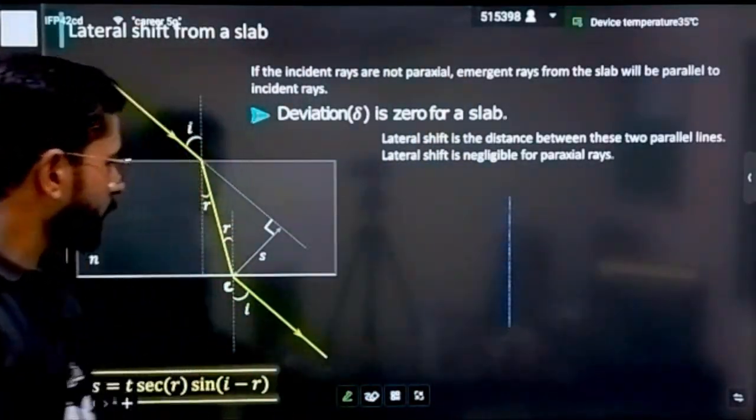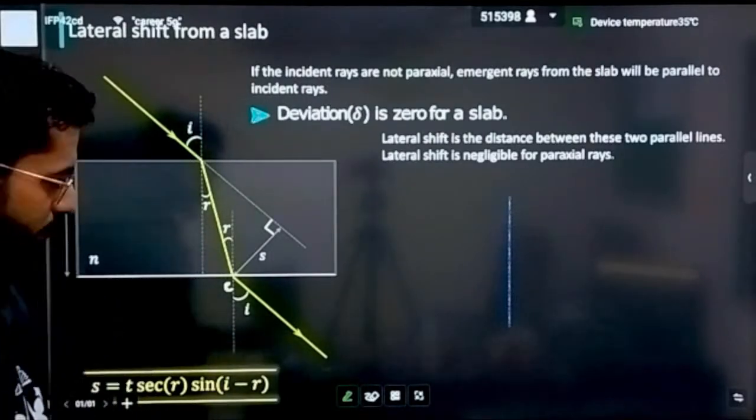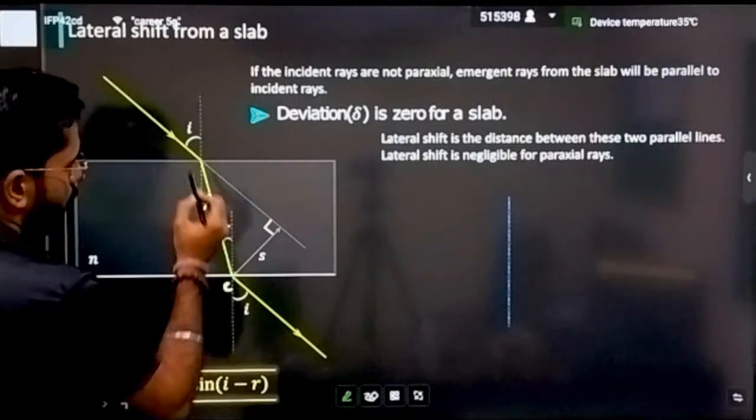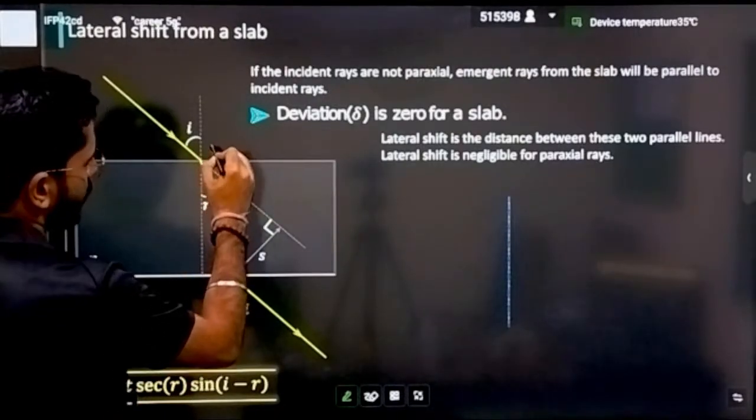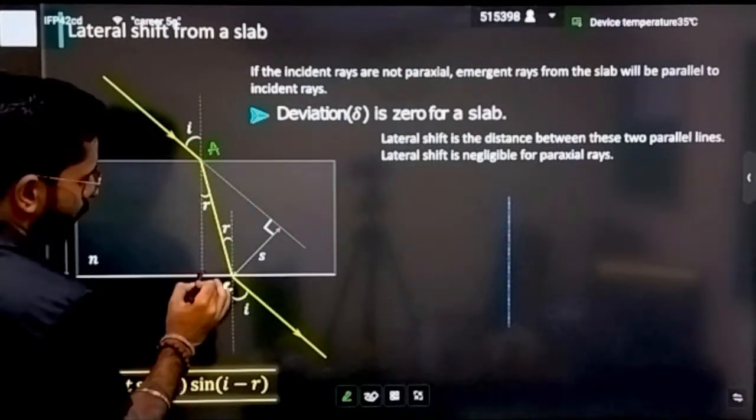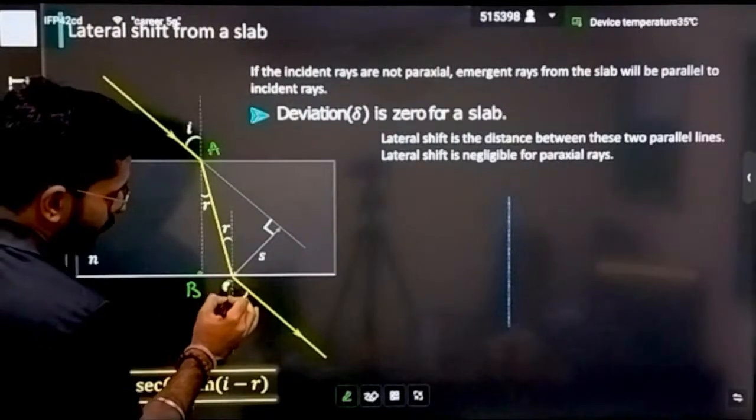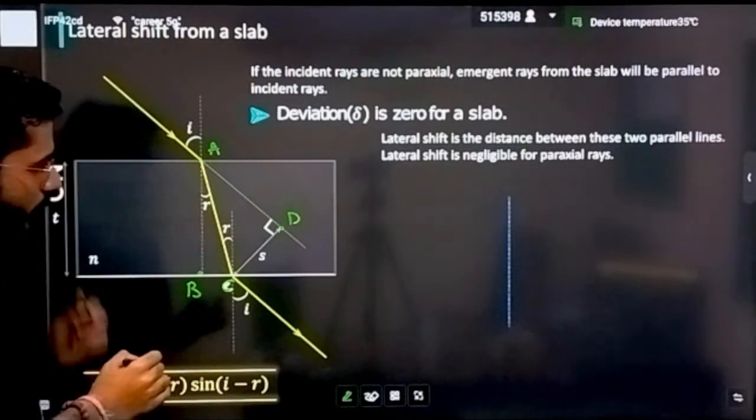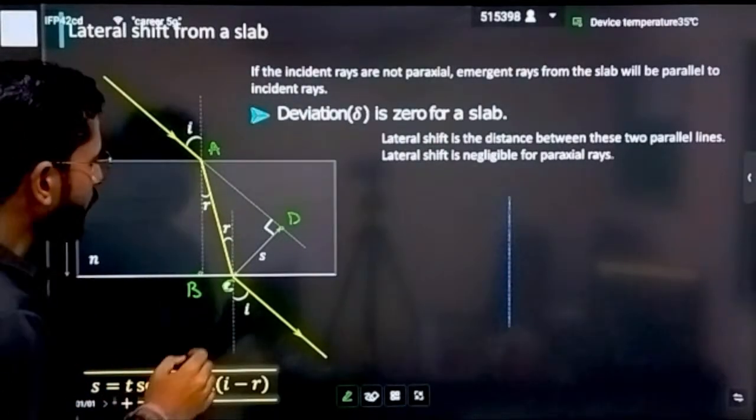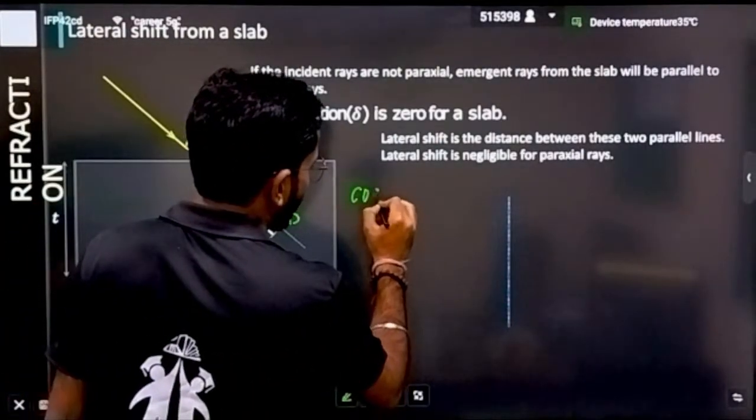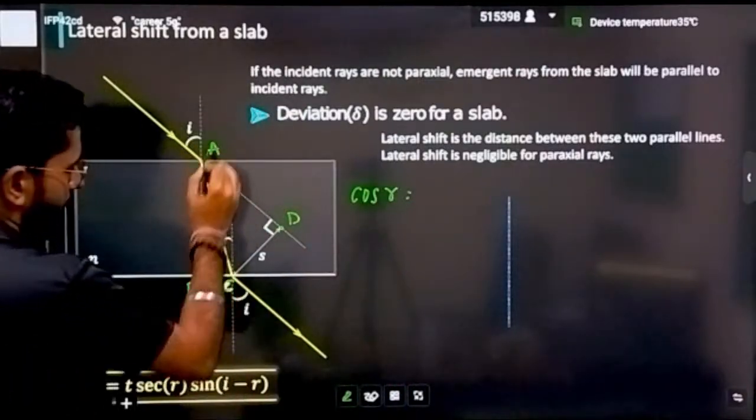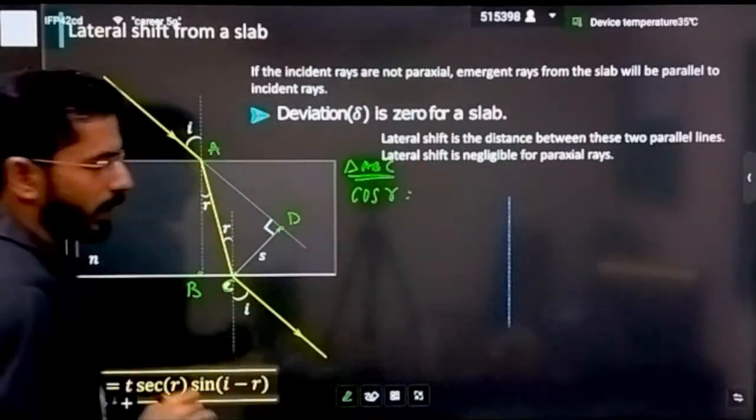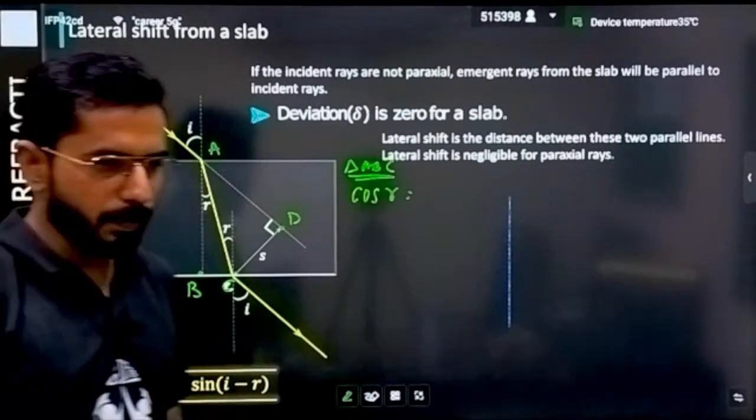Let's derive the formula. You have to do a little bit of construction and apply a little bit of geometry. See what I am asking you, write all the things. Let's firstly do the naming. This point, let's suppose A. This point is B. This point is already defined as C, and define this point as D. Define this point as T. Firstly, tell me what you will be writing for cos of r in triangle ABC. Check the angles properly.